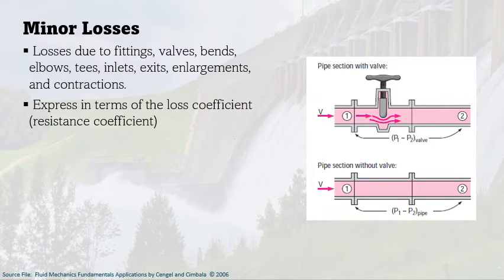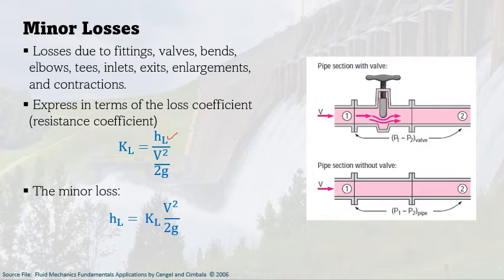The minor losses are expressed in terms of the loss coefficient, also known as the resistance coefficient, which is KL, and that can be written based on the HL, or the head loss. The minor loss, the additional loss due to these parts here, if we rearrange this equation, can be written in this form. So we will just need to compute the loss coefficient or the resistance coefficient. If we know the velocity, then we can get the minor losses.